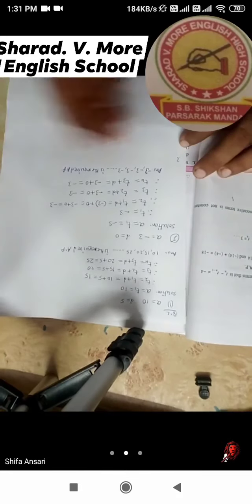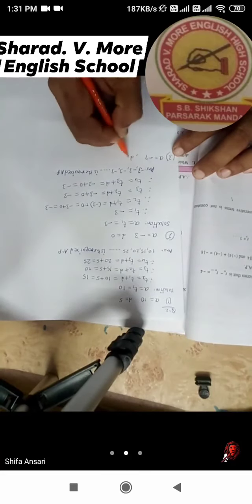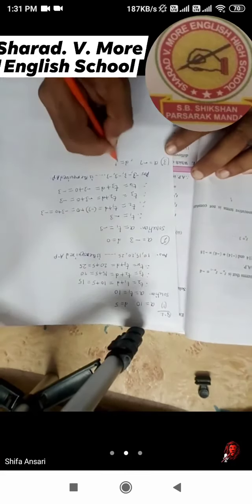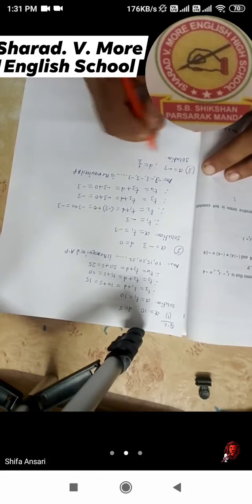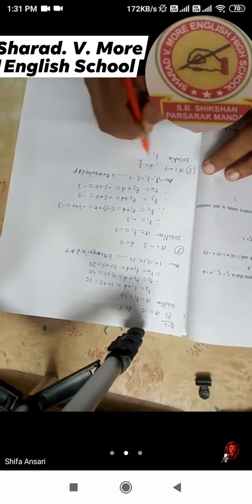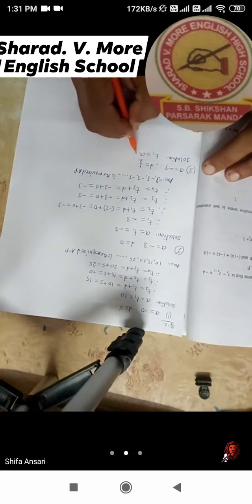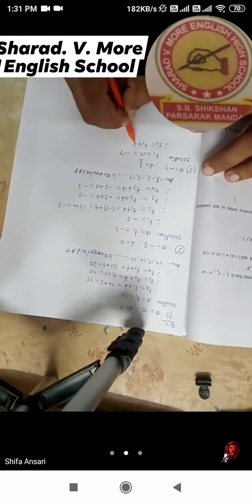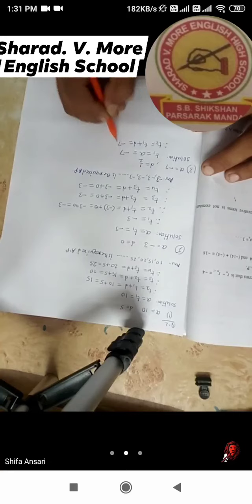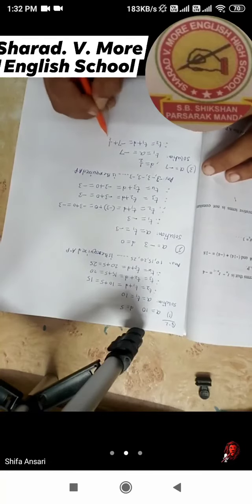Question number 3. a is equal to -7 and d is equal to 1 upon 2. a is equal to -7 and d is equal to 1 upon 2. Its solution: t1 is equal to a is equal to -7. Therefore, t2 is equal to t1 plus d. So here t1 is equal to -7 plus d is equal to 1 upon 2.